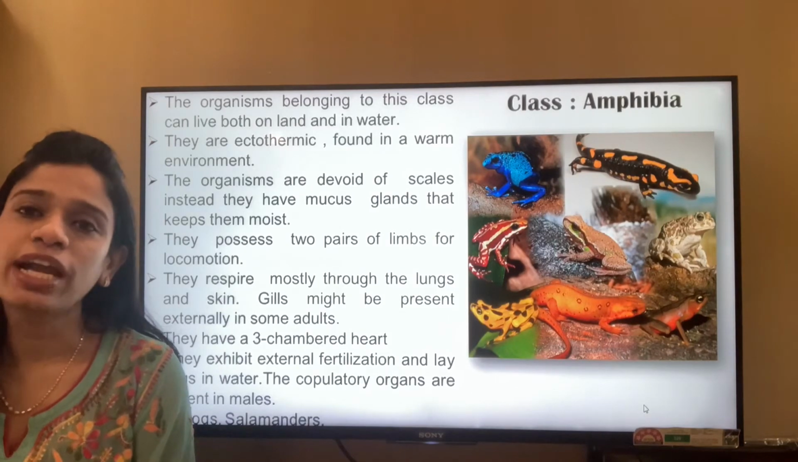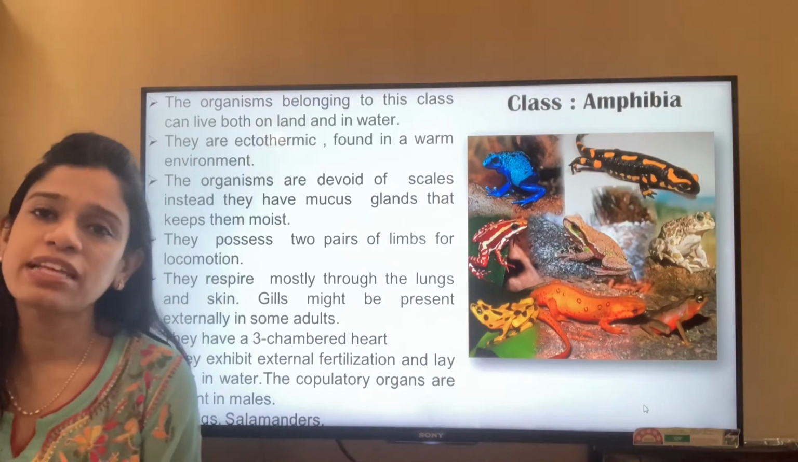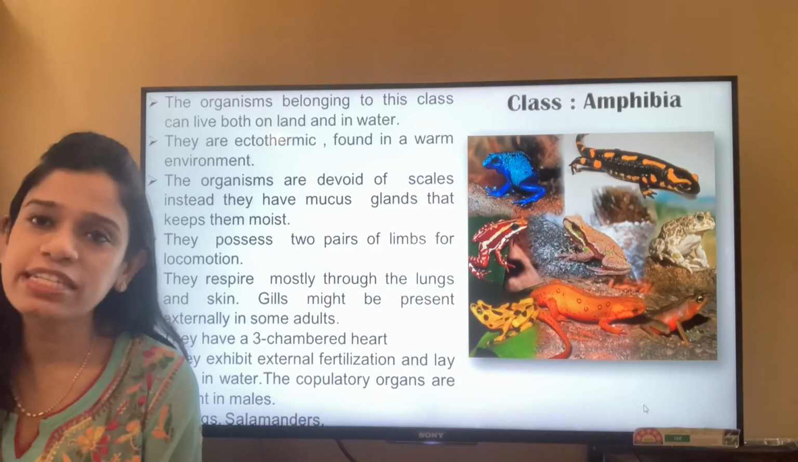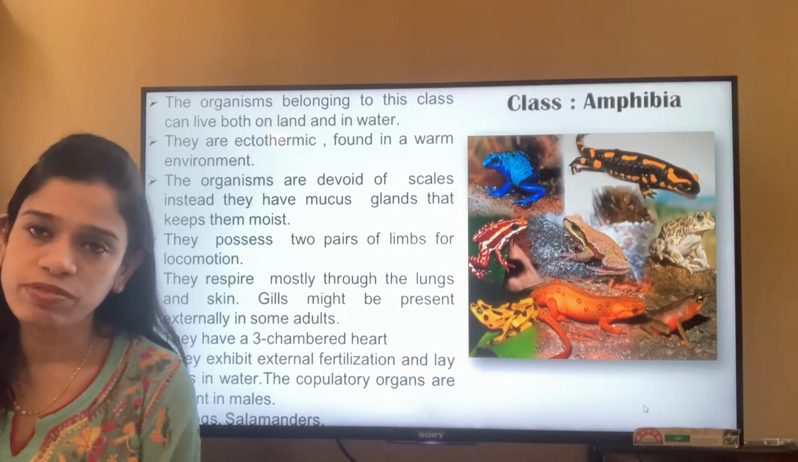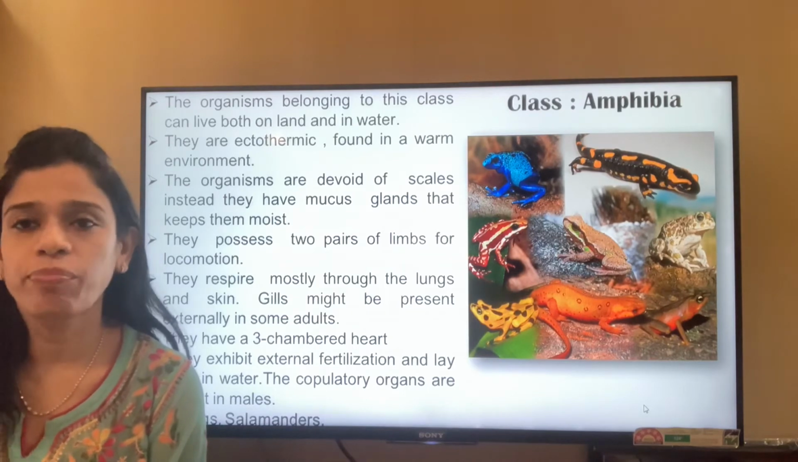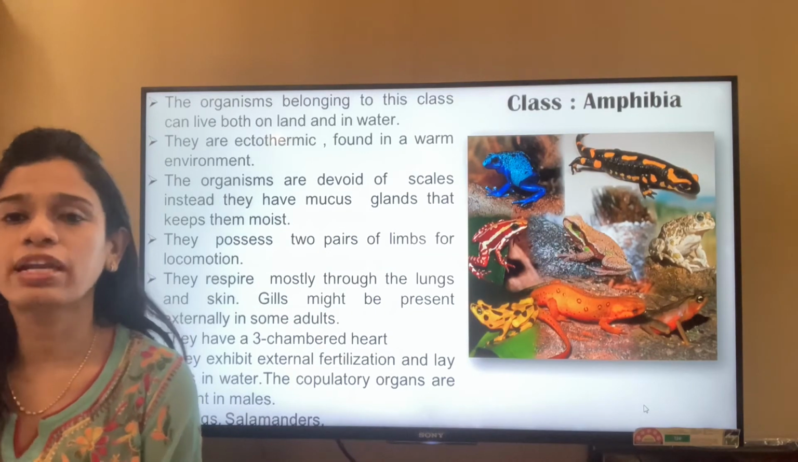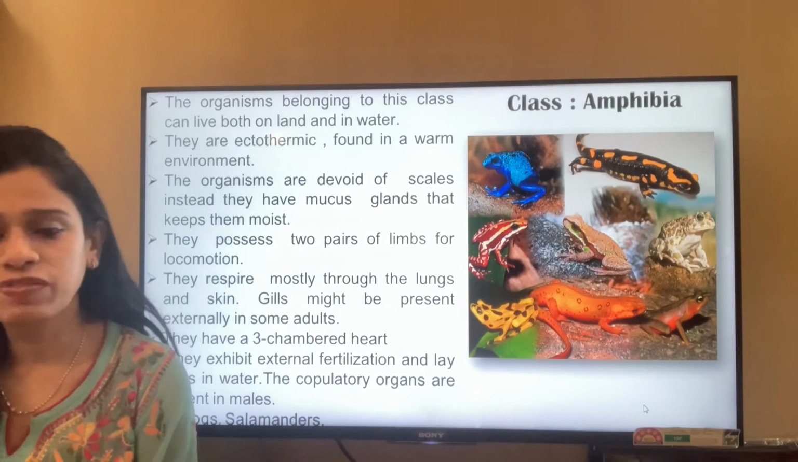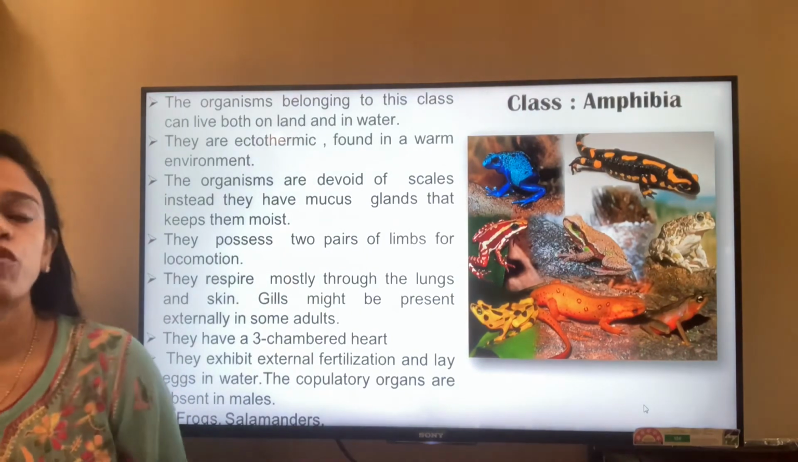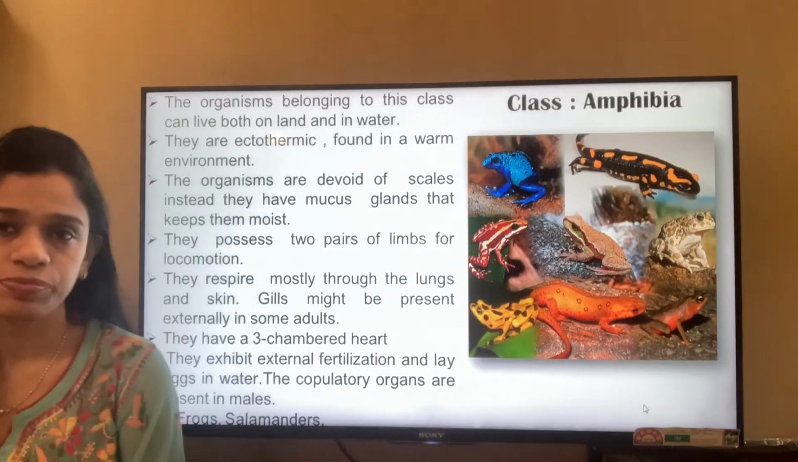I told you that the amphibians are the class which leads some part of the life in water, but during the process of their reproduction, they have to get back to water, because that is where they lay their eggs, and they have to complete their life cycle. The example can be frogs and salamanders.